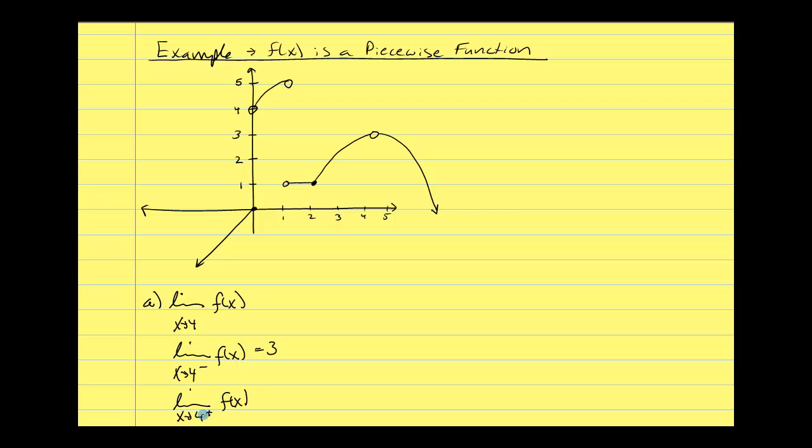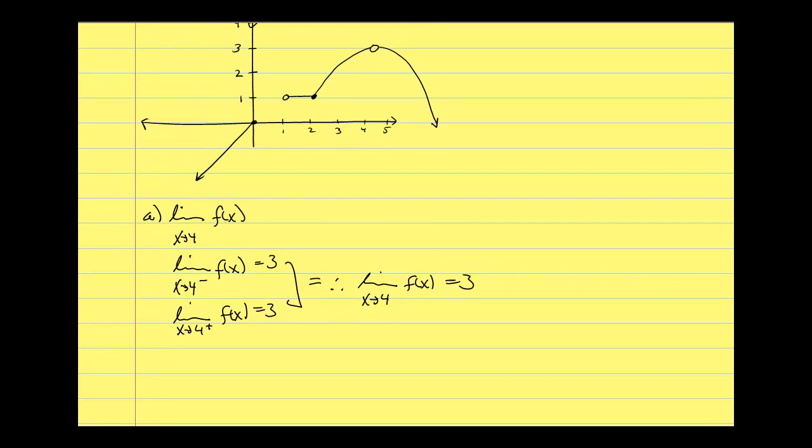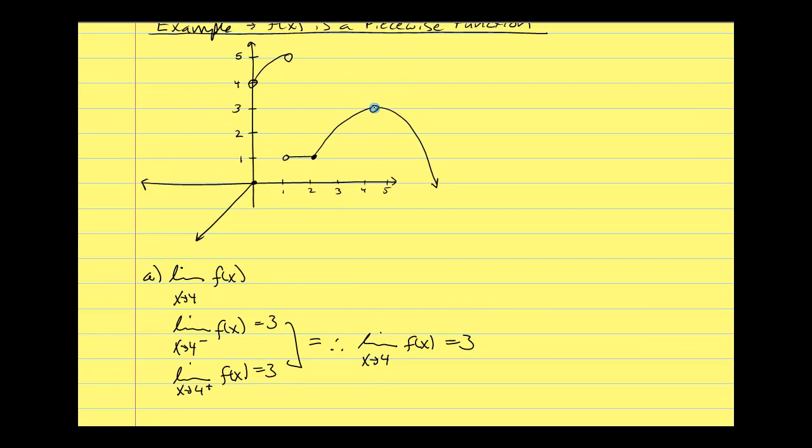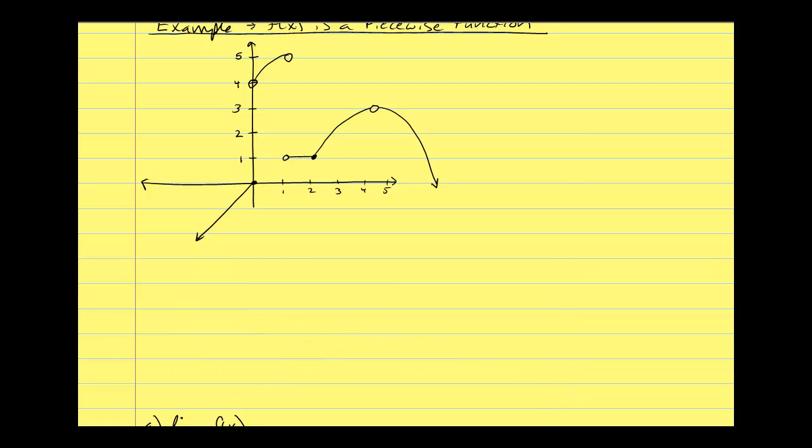Now here, as I approach 4 from the right, my y values are also approaching 3. Now these are equal. Therefore, the overall limit as x approaches 4 of f of x is equal to 3. So this is an interesting characteristic about a graph. The function does not need to be defined in order for a limit to exist. Okay, I'm going to scoot these down just because I want to have the graph right by us when we answer these questions.